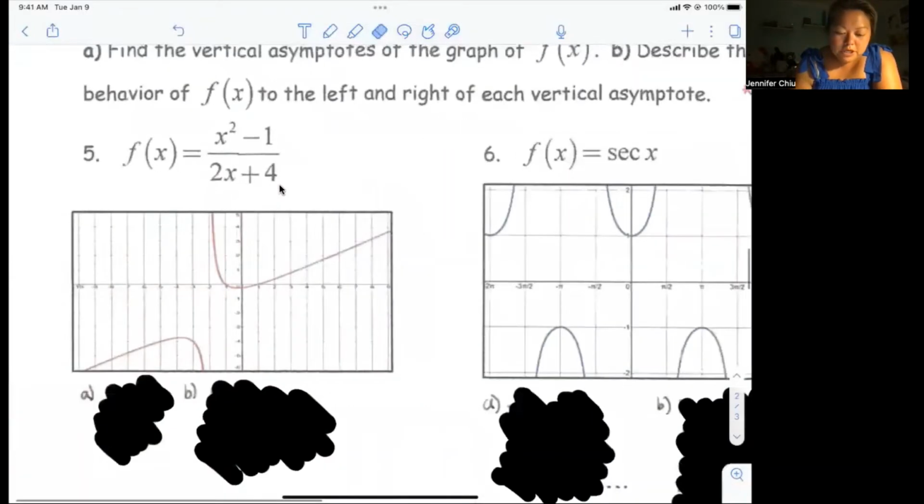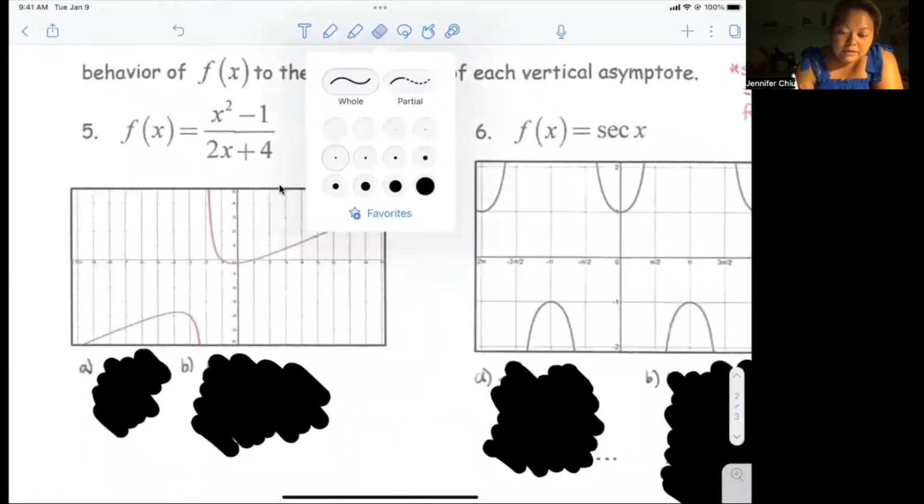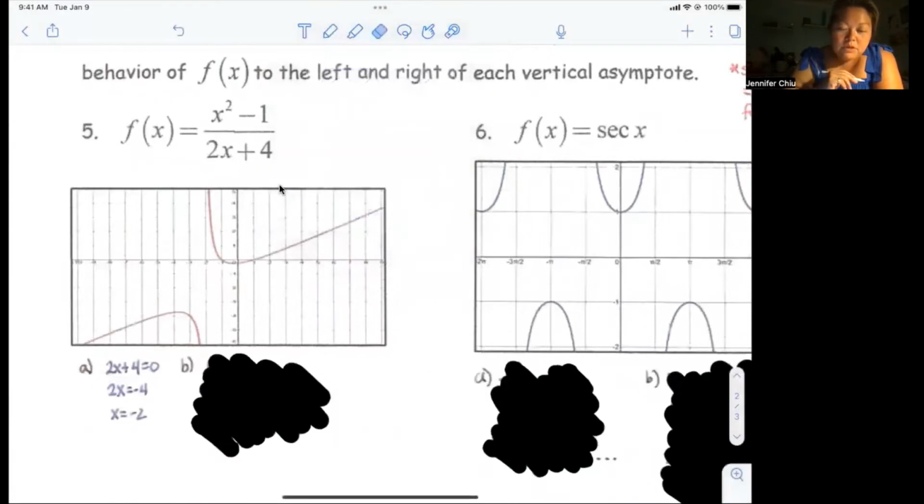So the first picture here in part A, I'm going to find the vertical asymptote by setting my denominator equal to 0. So 2x plus 4 equals 0. Solve it and you get x equals negative 2. That is my vertical asymptote here in the picture. Now, I graph this out and I can see to the left side of it, my graph is going down towards negative infinity. To the right of it, I'm going up towards infinity.